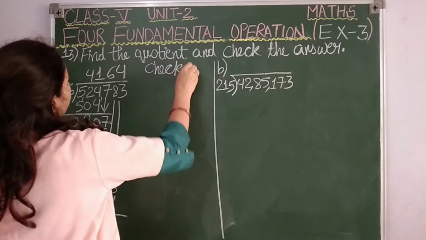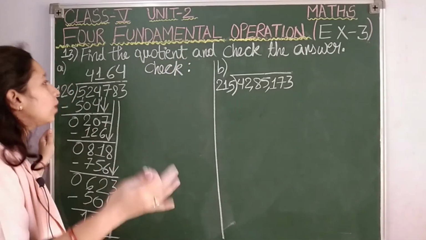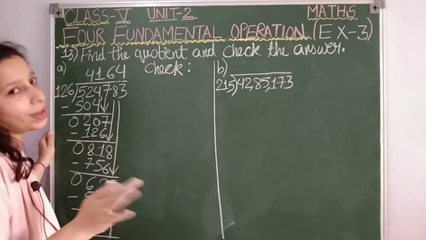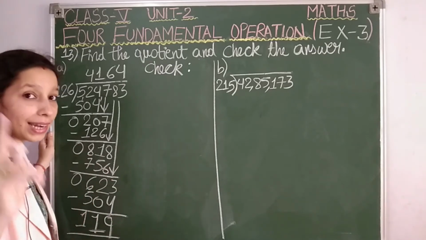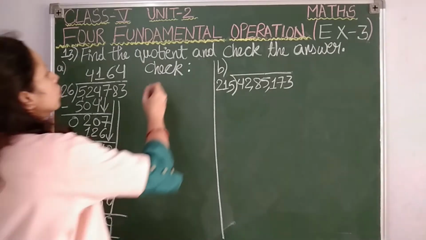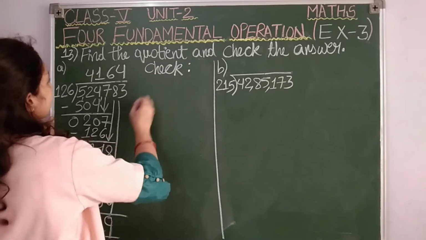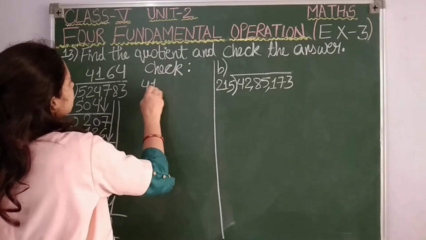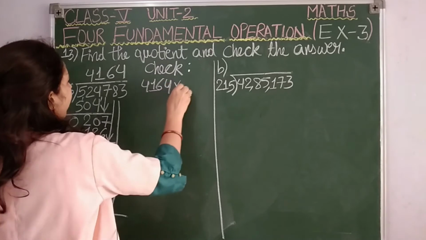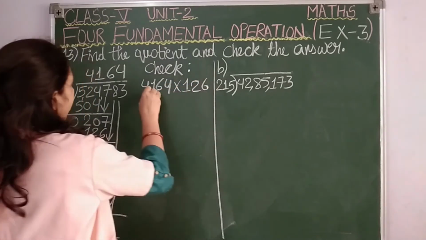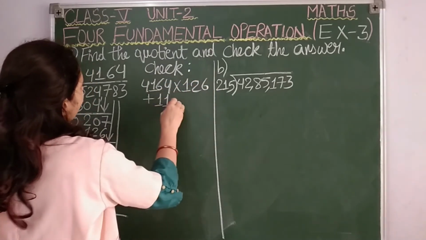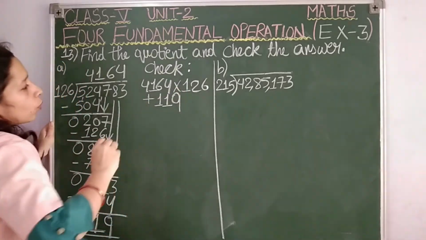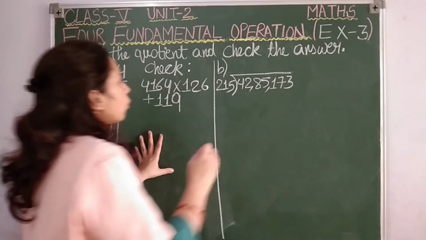Formula I am not writing, students, but you have to write it in the exam. Okay, for many questions we have already written the formula, so simply I am doing the checking here. But in exam you have to write the formula. So quotient into divisor, so 4164 multiplied by 126 plus remainder, which is 119. Okay, students, so why do we have to multiply 4164 with 126?